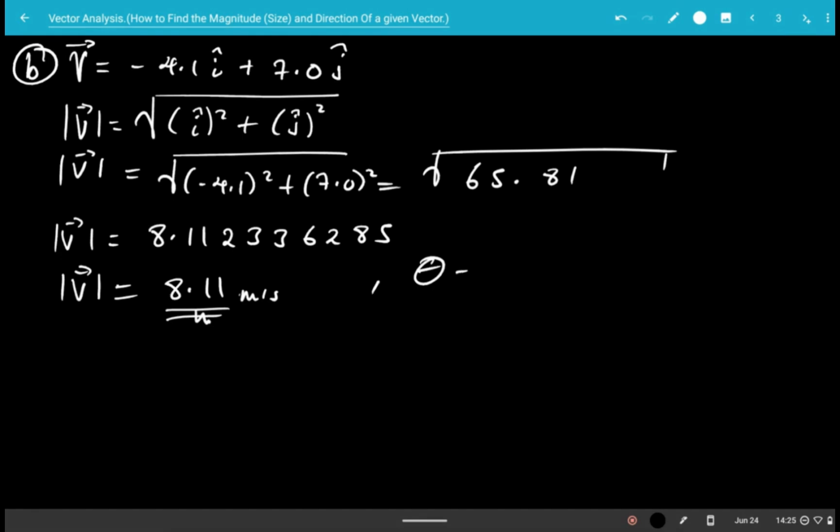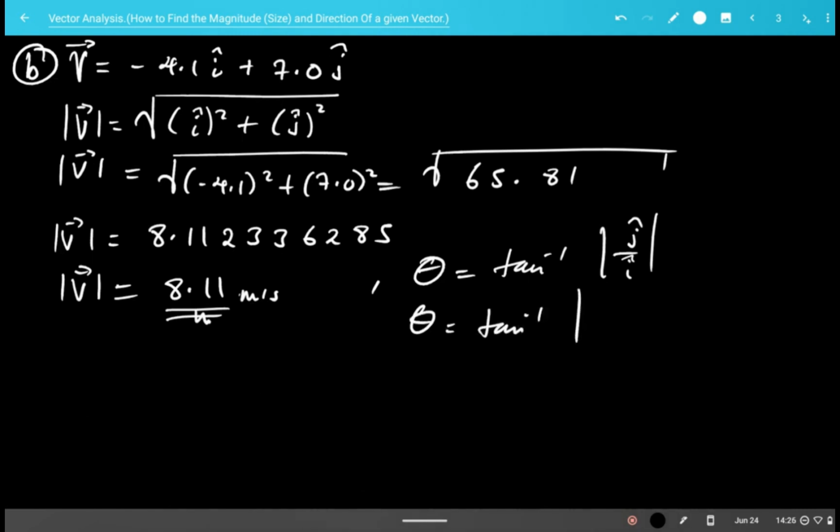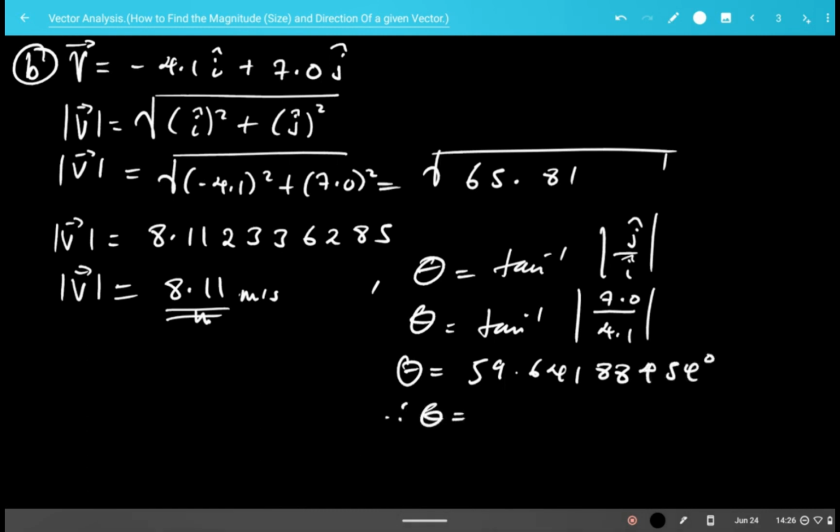Then the direction theta will be equal to the tan inverse of the absolute value of the j component over the i component. So theta is equal to the tan inverse of the j component, which is 7.0, over the i component, which is 4.1. So theta will simply be the tan inverse of that. You will get your value to be 59.64188454 degrees. Rounded off to 2 decimal places, you have 59.64 degrees.